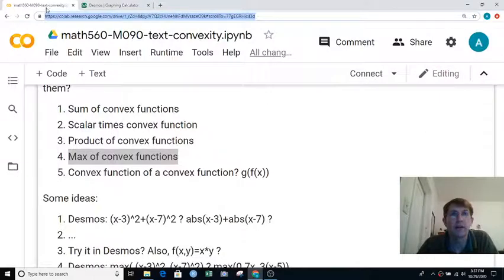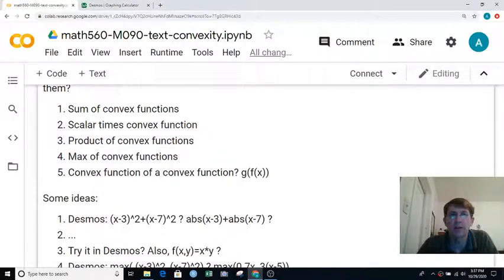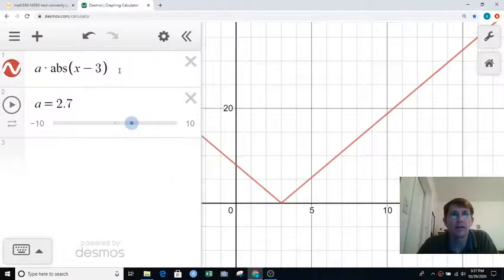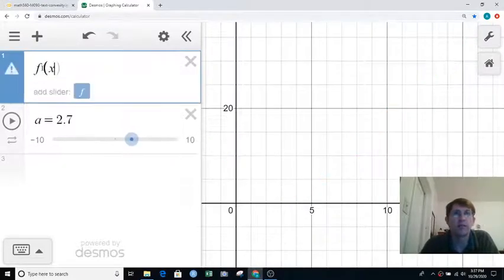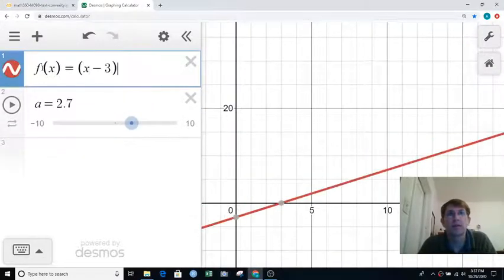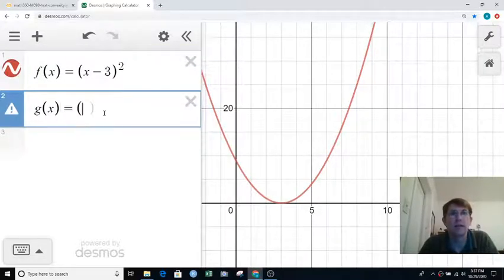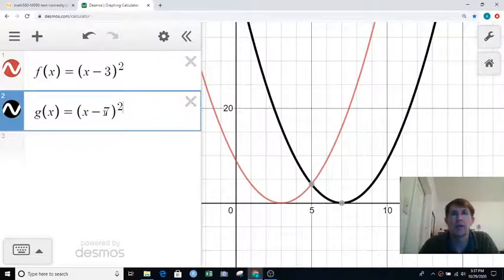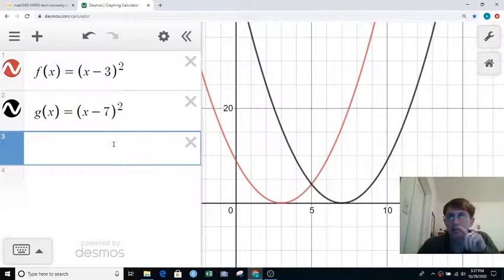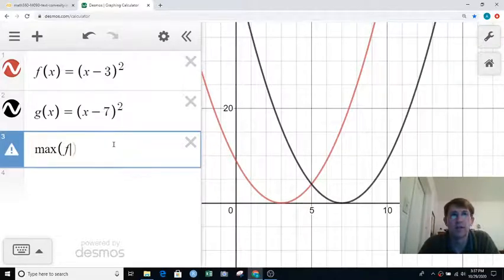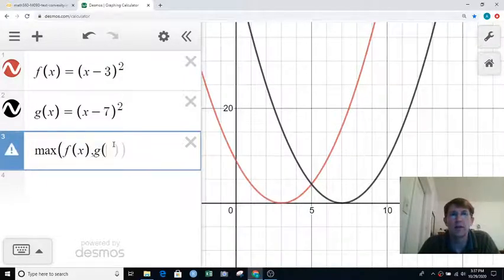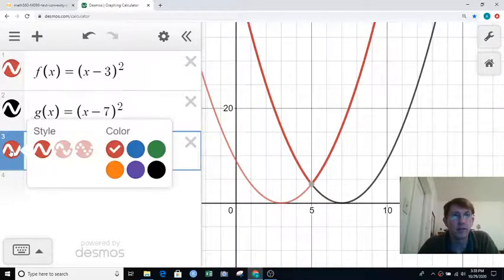So think about that. Another thing to think about is the max of convex functions. That gets a little tricky. Let's try f(x) = (x-3)^2, and then g(x) = (x-7)^2. What do you think we'll get if we take the max of these two functions? That says at every point, show us whichever of the two y values of those functions is larger. So we'll do that, and we'll give that a different color.